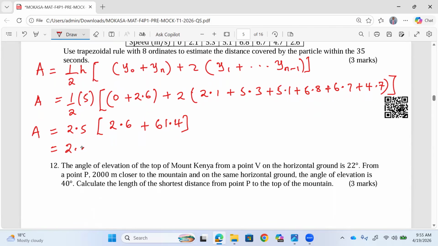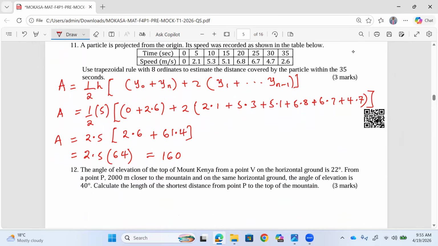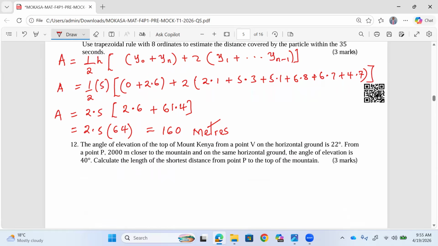So this now shall be 2.5 into, when we add 2.6, we're getting 64. So 64 now should be multiplied by 2.5 to give us exactly 160 square units as the area. But now when it gets to distance, we will now have it as meters. So the distance covered is in meters. The area represents distance covered. So that is the area using the trapezium rule.